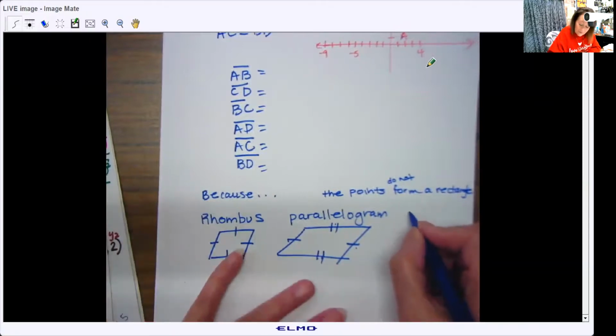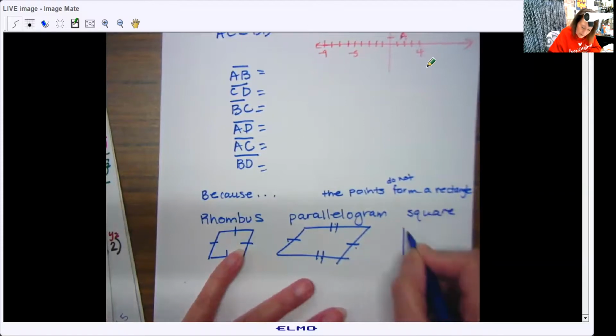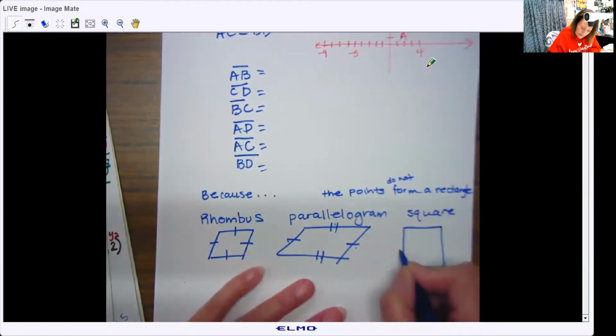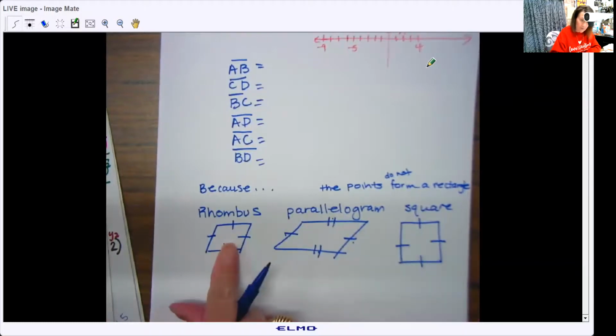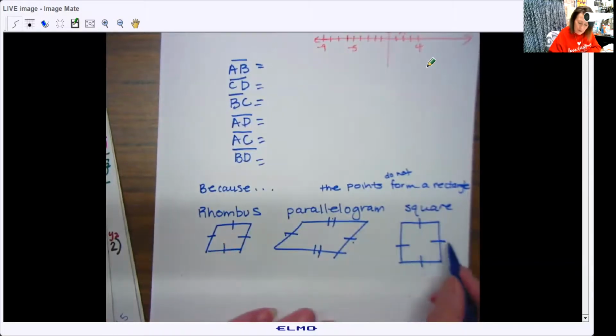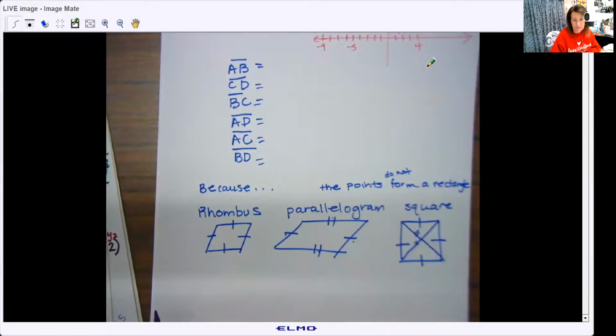And finally, in a square, how do you show that something is a square? Is it enough to just show that all the sides are equal? No, that means it's a rhombus. Okay, you have to show all the sides are equal. Then you have to show that the diagonals are also equal. Okay, so I just wanted to go over that with you.